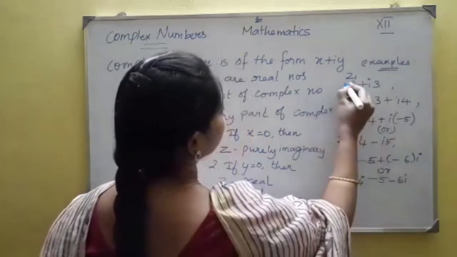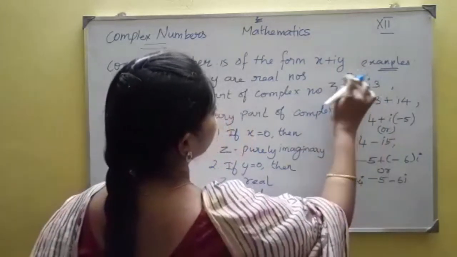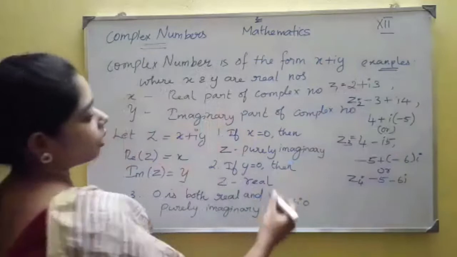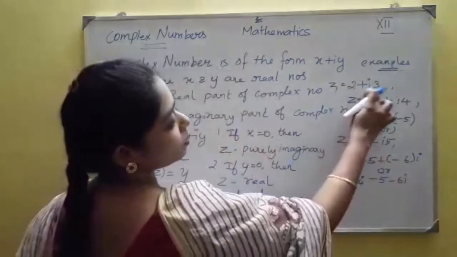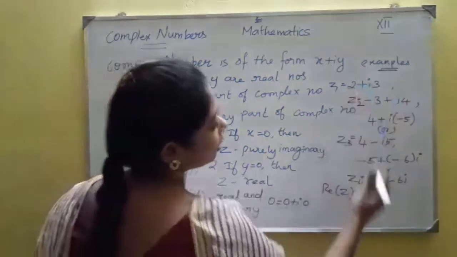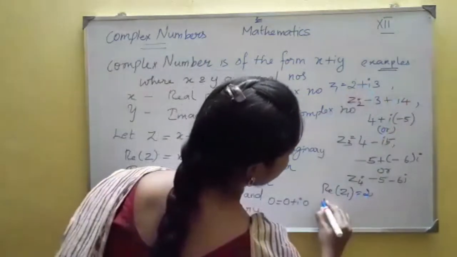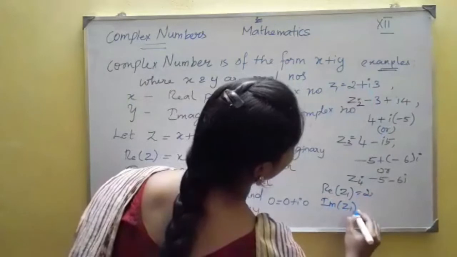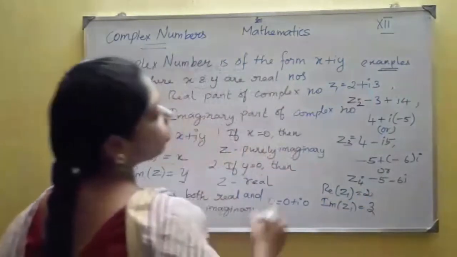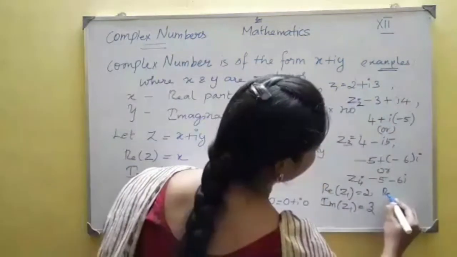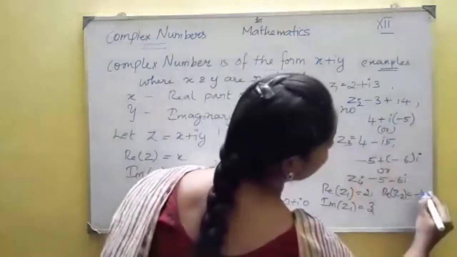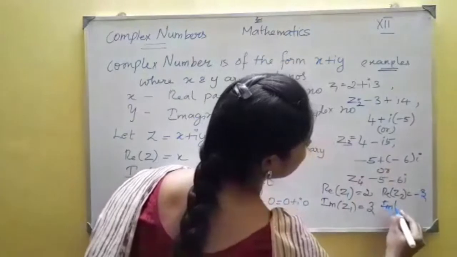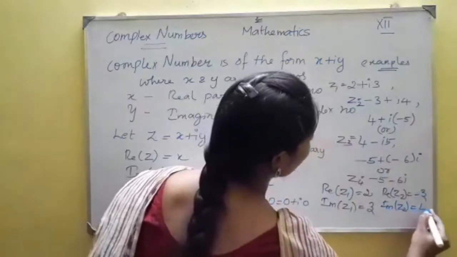So what is the real part of Z1? This is x plus iy, so in the place of x you have 2. What is the imaginary part of Z1? It is 3. Then what is the real part of Z2? Real part of Z2 is minus 3. Imaginary part of Z2 is 4.